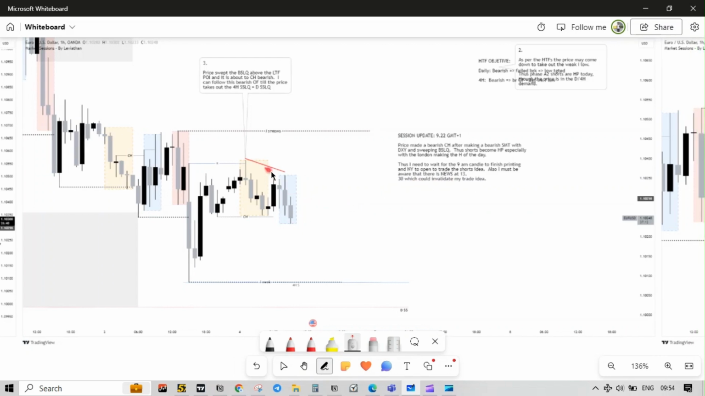And also one more thing is that the DXY as well as the GU has swept the Asian high, whereas the London didn't sweep the Asian high, but it made a chalk bearish, which means this is a bearish SMT divergence, which adds to the bearish idea of confluence.